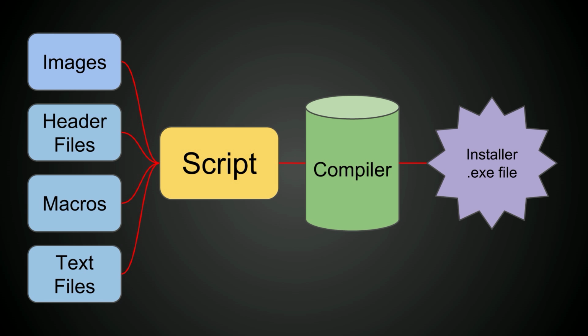Just as a brief review of what we looked at in the last tutorial, the workflow for working with the Nullsoft Scriptable Install System is something like this. We're creating a script file, and that script file has any number of references to other files and different things, and that then gets compiled into an installer that we can send out to people and they can install on their system.